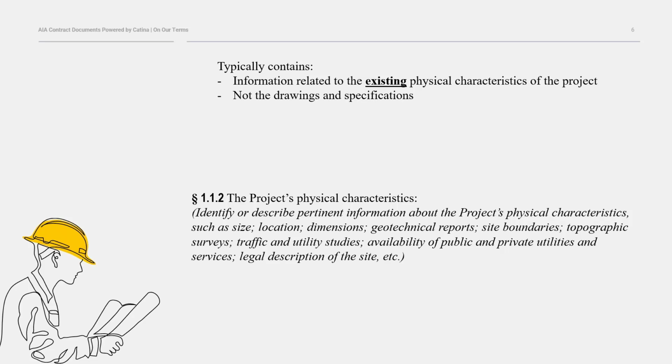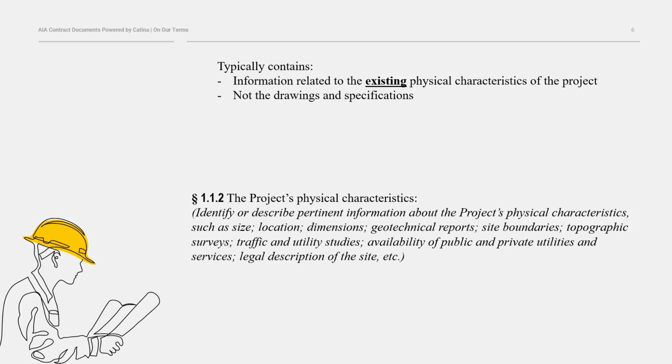They are what is intended to be the end result of the project, but things like location, dimensions, geotechnical reports, topographic surveys, utility studies, those are things that are going to describe the physical characteristics of the project such that they should be included in 1.1.2. Including a description of the physical characteristics really helps to establish the expectations of the parties and define the scope. It also helps to identify or highlight some unique characteristics of the project that may have an effect on the design. So with that, Mike, I think that covers sections 1.1.1 and 1.1.2.